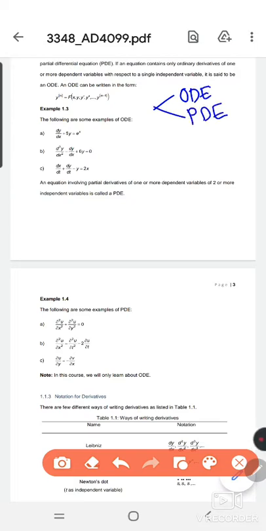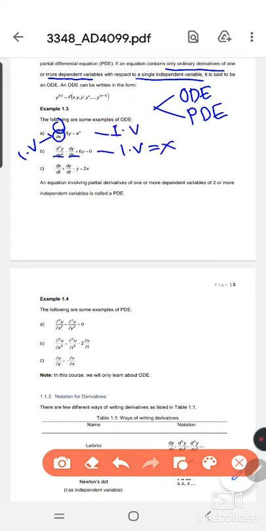partial differential equation. Okay, macam mana nak bezakan antara ordinary differential equation and partial differential equation? Okay, kat sini, if an equation contains only ordinary derivatives of one or more dependent variables. Okay, bila disebut dependent variables yang atas ni, with respect to a single independent variable. So maksud single independent variable, kita tahu yang bawah ni adalah independent variable. So kat sini dia cuma ada x je, dx. Yang ni pun sama untuk d²y/dx². So it means that the independent variable is x. Yang ni pun independent variable x.